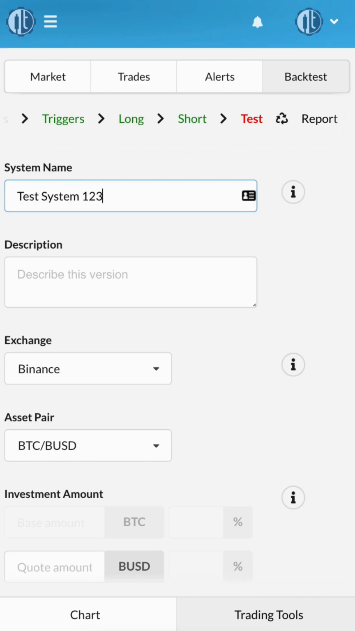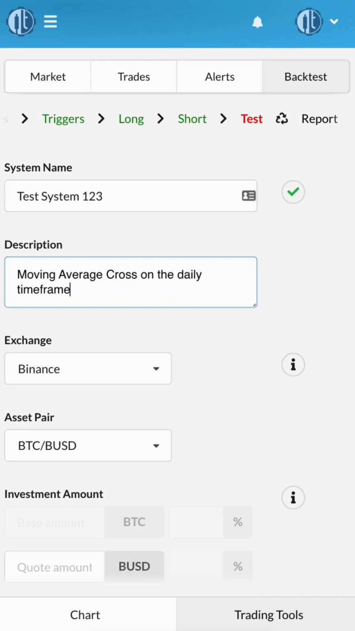To create a new version, make sure the name remains the same as the original. It may help to write down a few notes about your system, especially if you're creating a new version. Anything written here is for your eyes only and will not be visible when publishing to the marketplace.